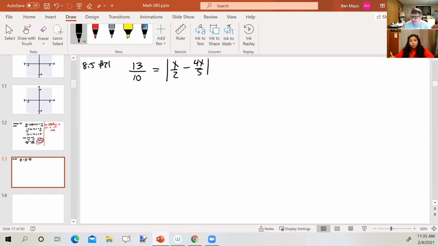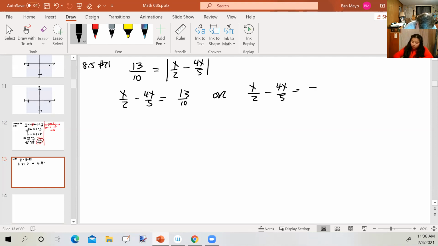I'm going to just flip this whole thing around because I like to have my absolute value on the left side of the equation. So what we would end up with, we'd have what's inside equals what's outside, or what's inside equals the opposite of what's outside. So those are the two scenarios.